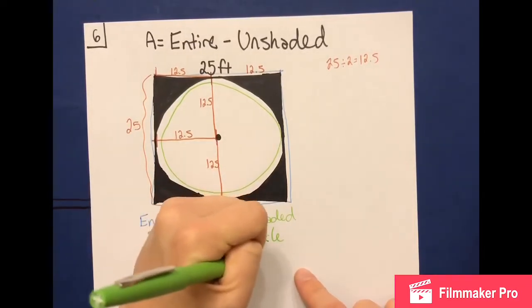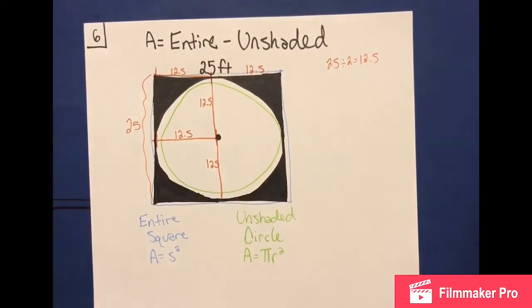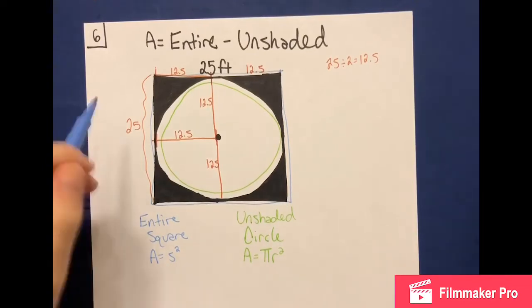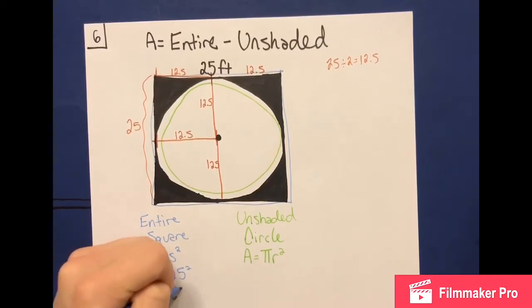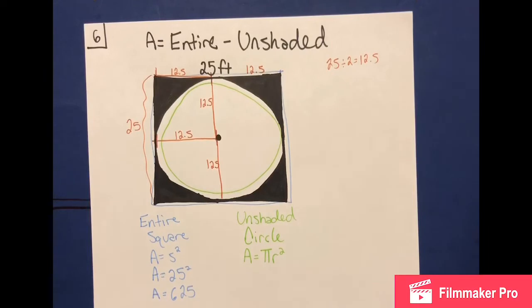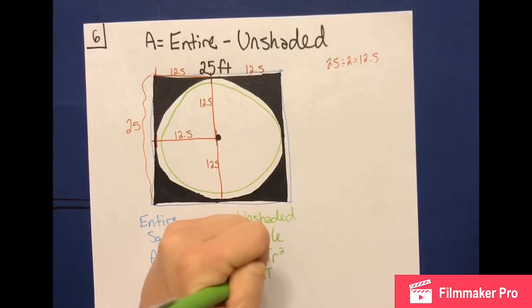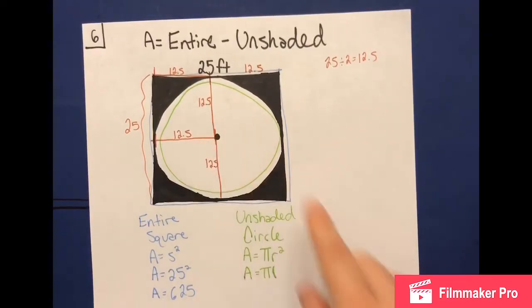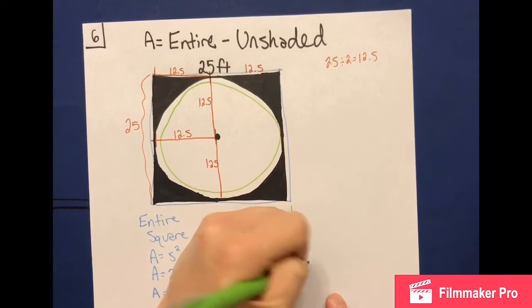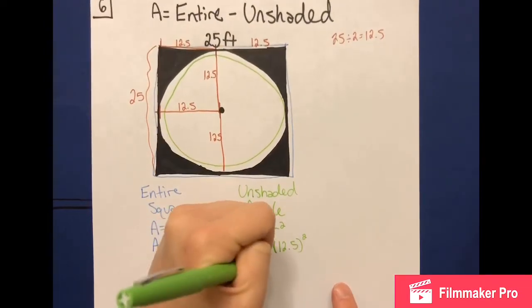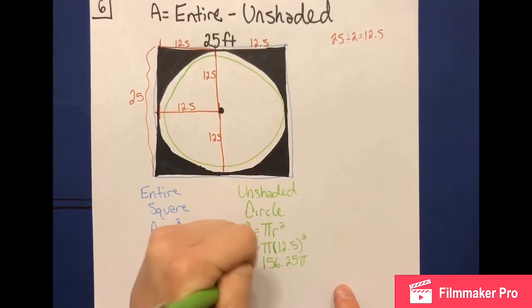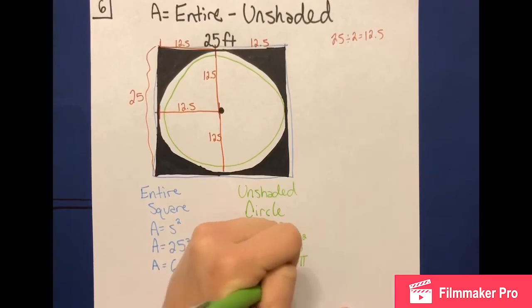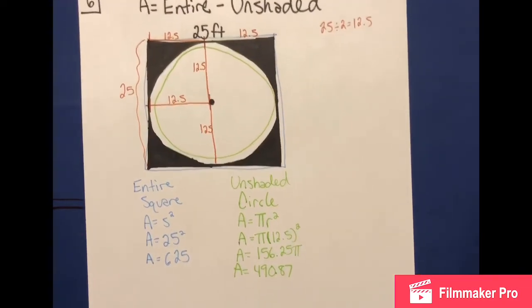And the circle's area is equal to pi r squared, and I'm just going to fill in from there. So if I think square, the side is 25, area is equal to 25 squared, which we know is 625. Circle, oops, sorry, wrong color. Area is equal to pi r squared, where radius is going to be 12.5. So I get area is equal to 156.25 pi, which is equal to 490.87.